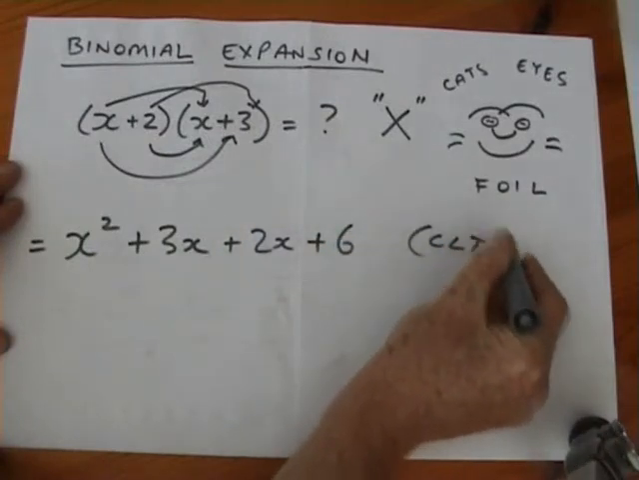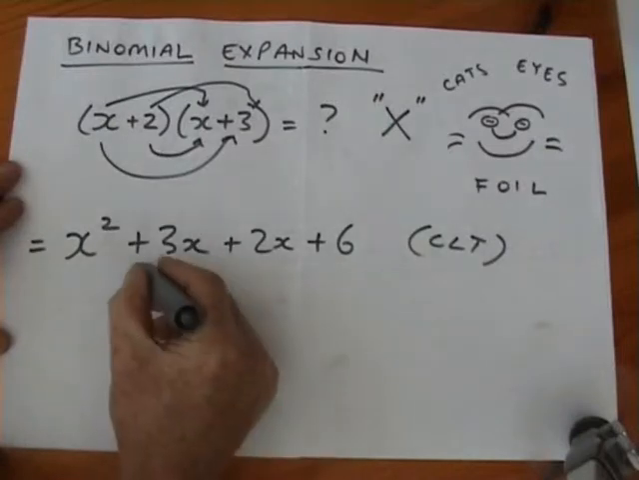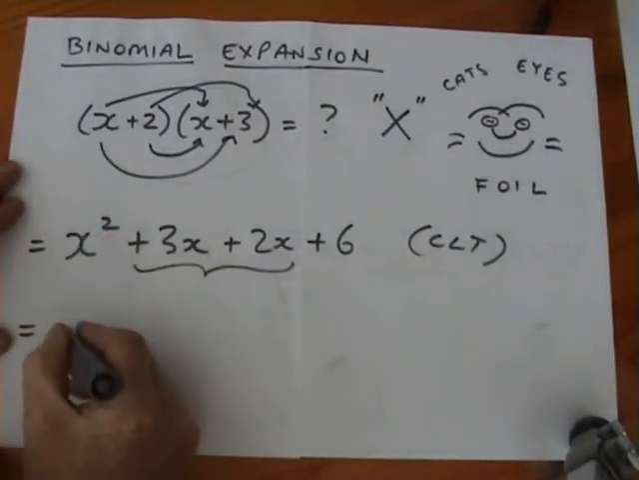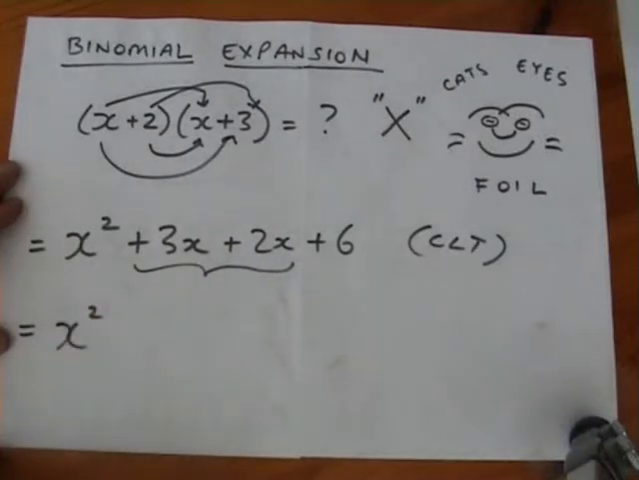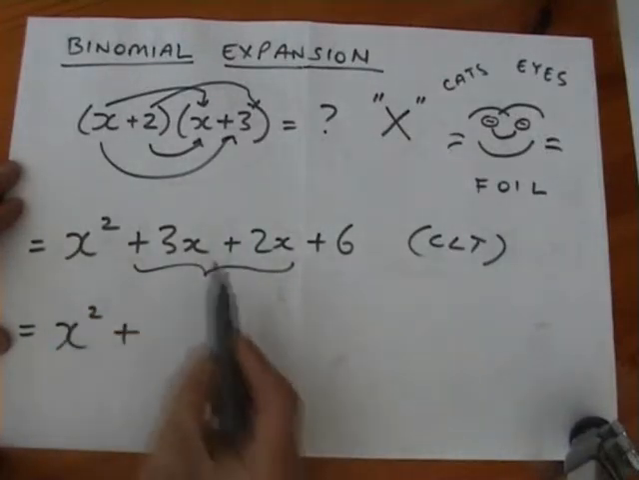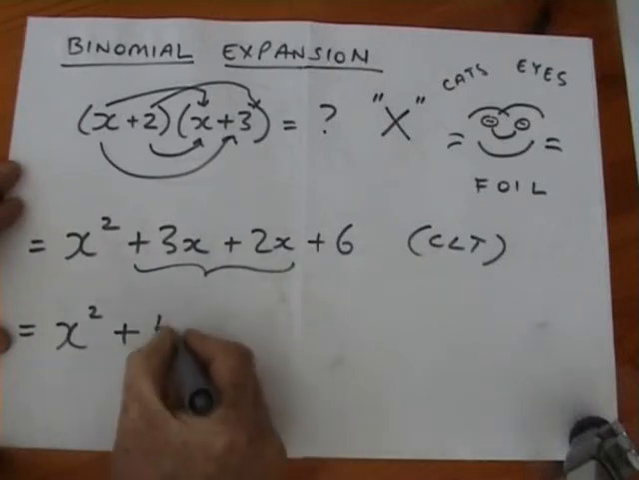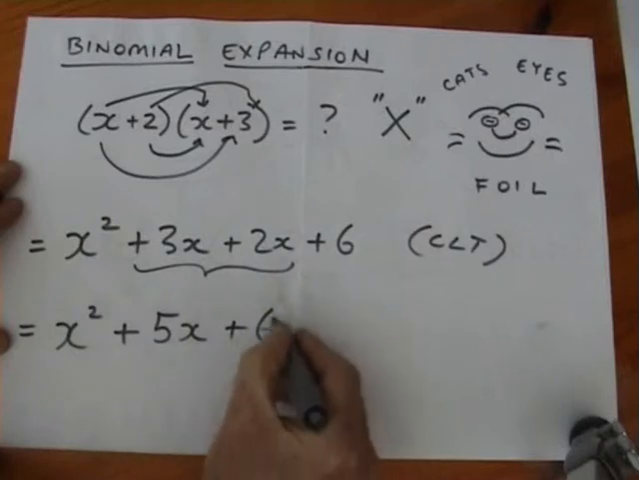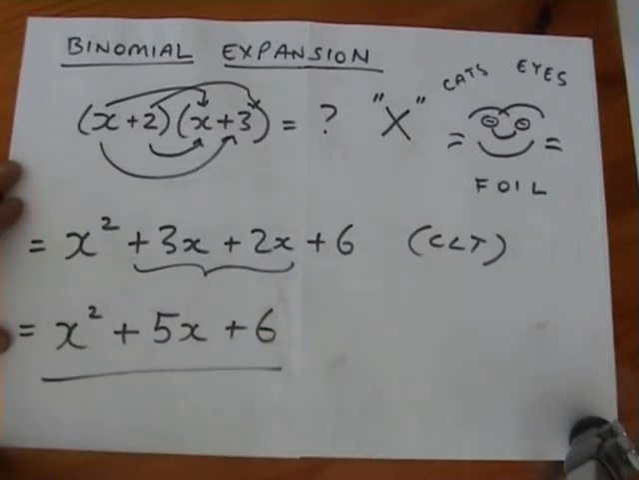As I mentioned, our old friend collecting like terms now comes into effect. I've got some terms which are like each other. I've only got one term with the power of x in it, so the x squared stays as it is. I've got plus 3x plus 2x, so it gives me 5x, and I've got plus 6 at the end, and that is my end result.